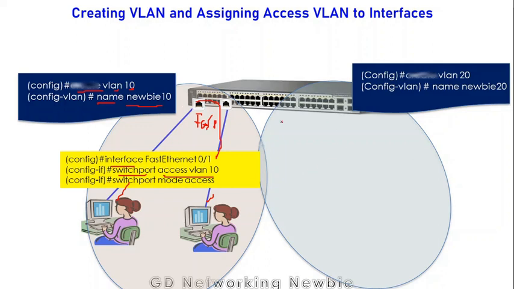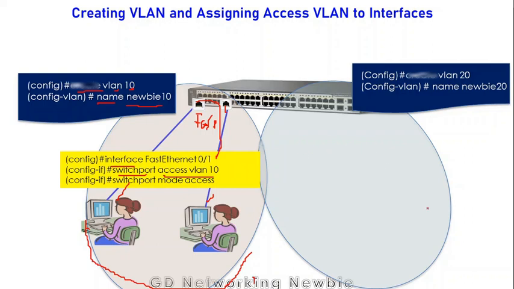In the same way, we can use the same commands for this port, which for example is FastEthernet 0/2. Then we can use the same command and make that port a member of VLAN 10. So this is VLAN 10.